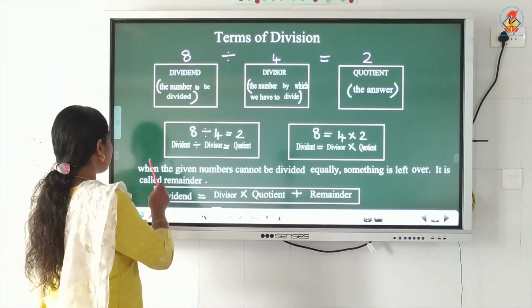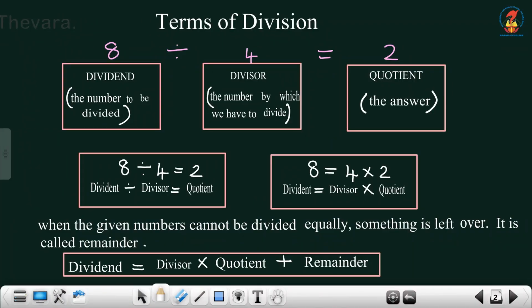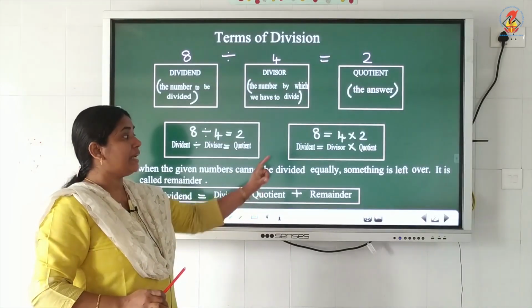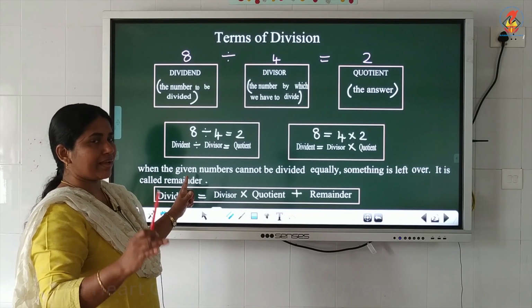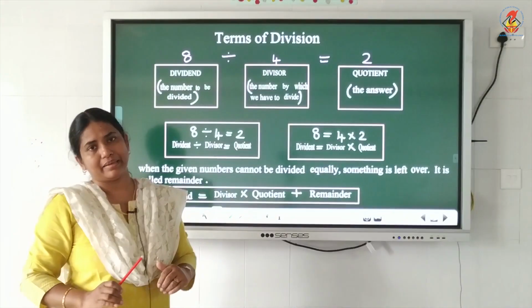Look at the board. When the given numbers cannot be divided equally, something is left over. Left over means remaining. So it is called remainder. Understood? So, the given number cannot be divided equally. Something is left over. That leftover thing is called remainder.